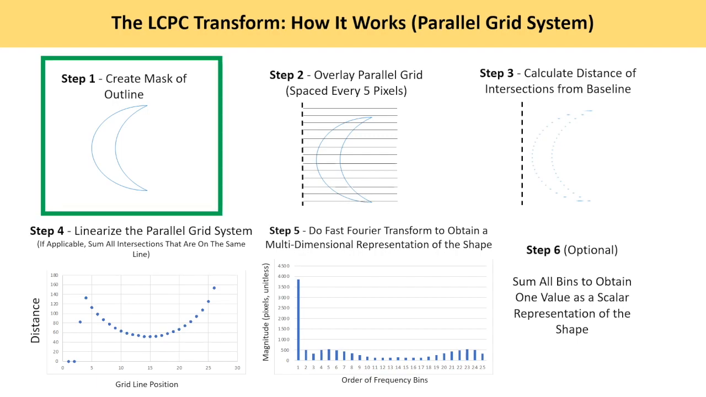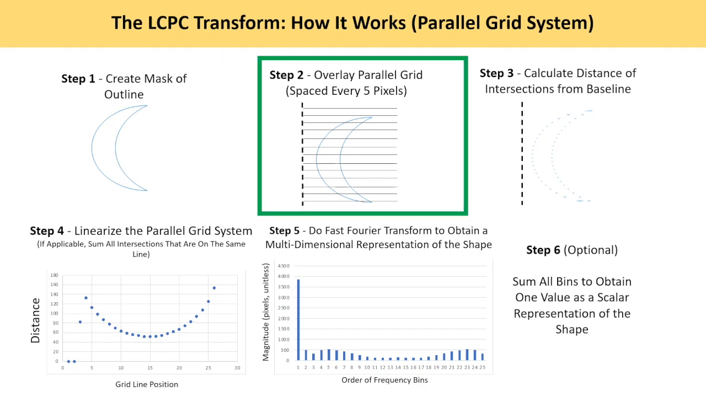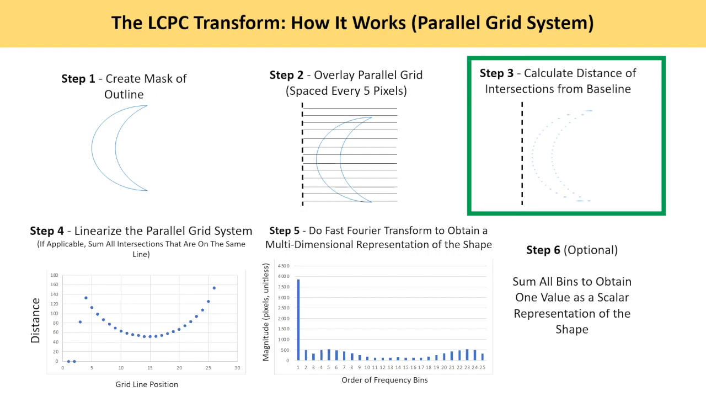To perform the LCPC transform, first, a mask of the outline of the object of interest was created, which in this project was a sickle cell. In step 2, a parallel grid was overlaid onto the outline. The third step was to calculate the distance from the baseline of the parallel grid, shown as a vertical dashed line, to the intersections between the parallel grid and the outline of the object.